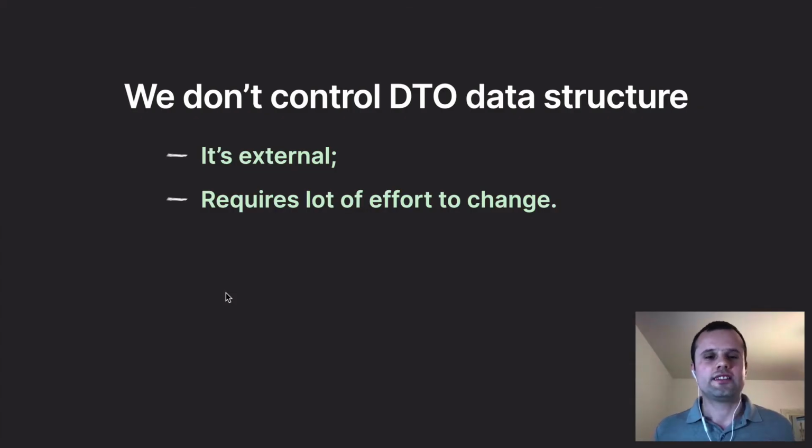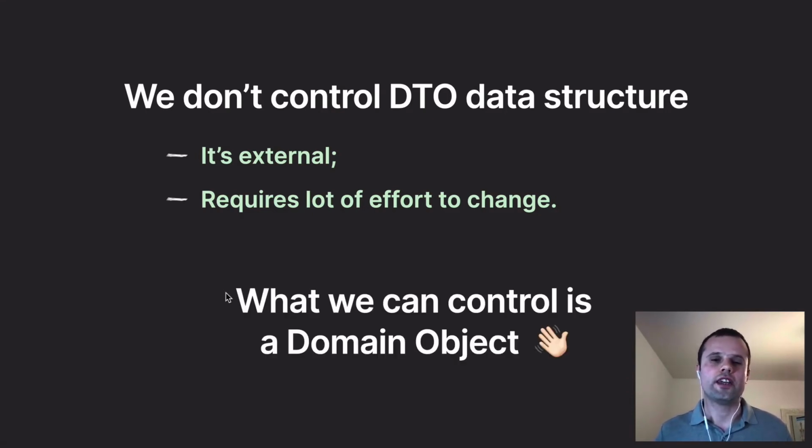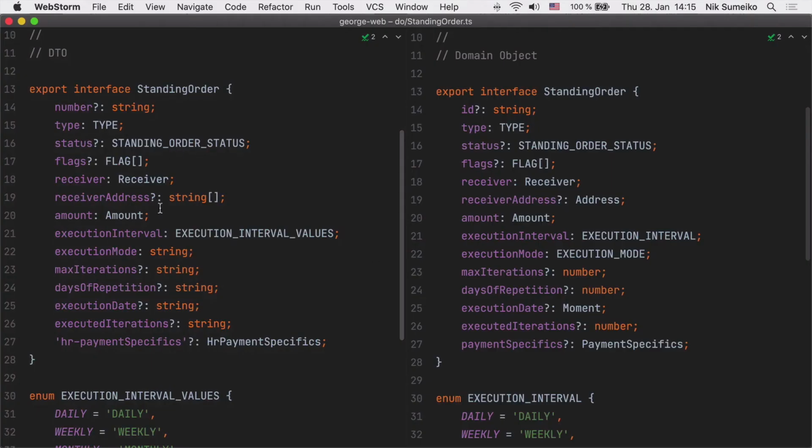What I lead to is that we don't control the DTO data structure, okay? Because it's external and it requires a lot of effort to change it, because there might be multiple consumers, and forcing multiple parties to adapt to the change is a workload. Again, what we can control is a domain object. On the left side we have the DTO that I was just looking at with you, and on the right side we have a domain object. As you can see in the comparison, instead of a number we put an ID here, and that makes it clear that it's the unique ID identifier for the resource.